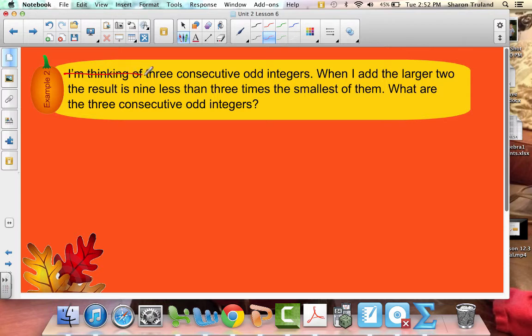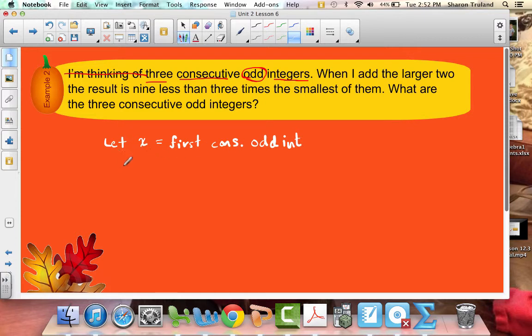I'm thinking of 3 consecutive odd integers. All right, so odd integers. We always start off with let x being the first consecutive, and this time odd, integer.